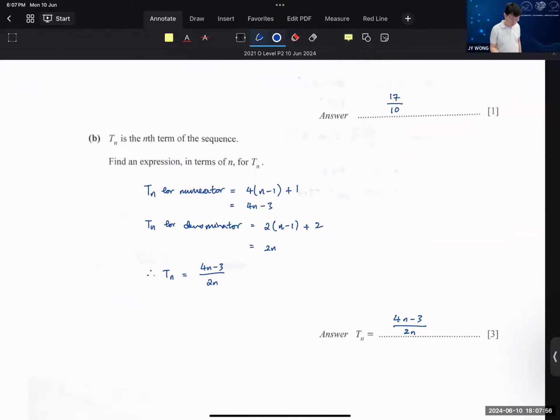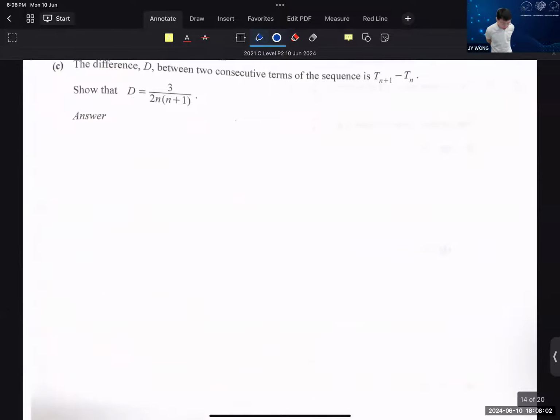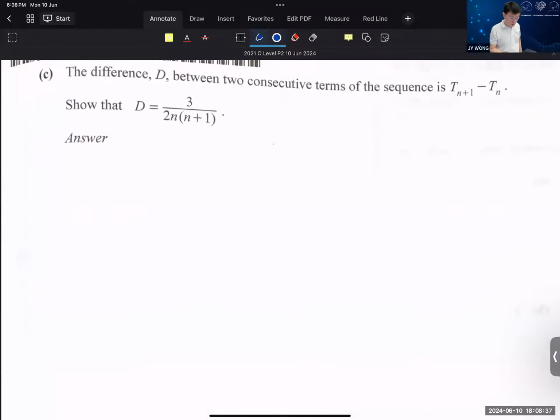Let's move on. They then go on to tell you that the difference d between 2 consecutive terms is Tn plus 1 minus Tn, which, if you think about it, makes perfect sense. This is your n plus 1 term minus your n term. I could also write it as Tn minus T(n minus 1), my n term minus my n minus 1 term, and so on. Show that this difference is always equal to this.